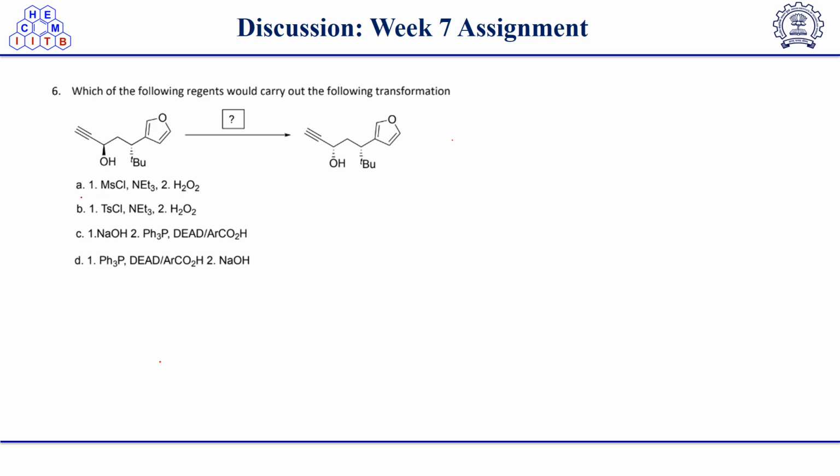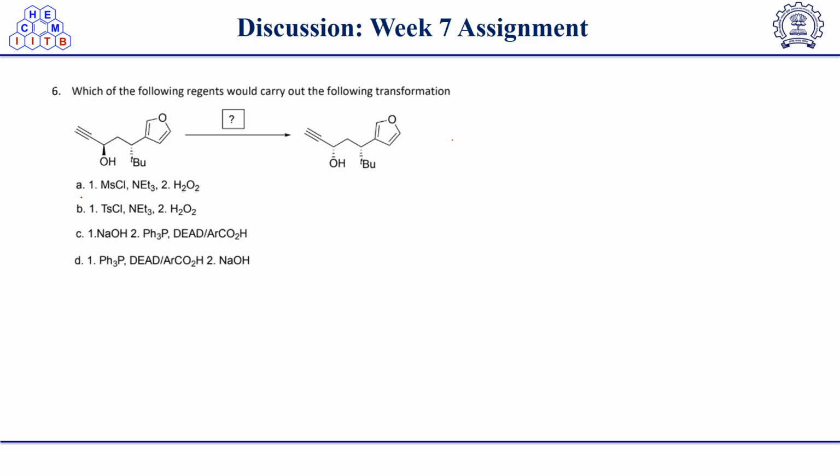The first option is first treating with mesyl chloride and triethylamine, and in the second step H2O2. The second option is first treating with tosyl chloride and triethylamine and then with H2O2. The third option is first treating with sodium hydroxide, and in the second step PPh3, DEAD and benzoic acid. The last option is first treating with PPh3, DEAD and benzoic acid, and second step treating with sodium hydroxide.